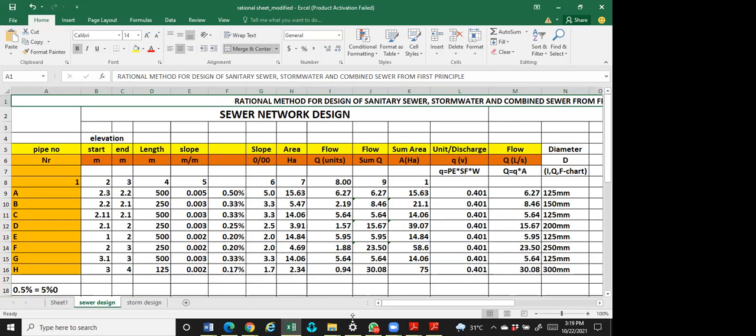Okay. So here you list the pipes. Okay, the pipes are pipe A, B, C. In real life, this can be up to 1,000.